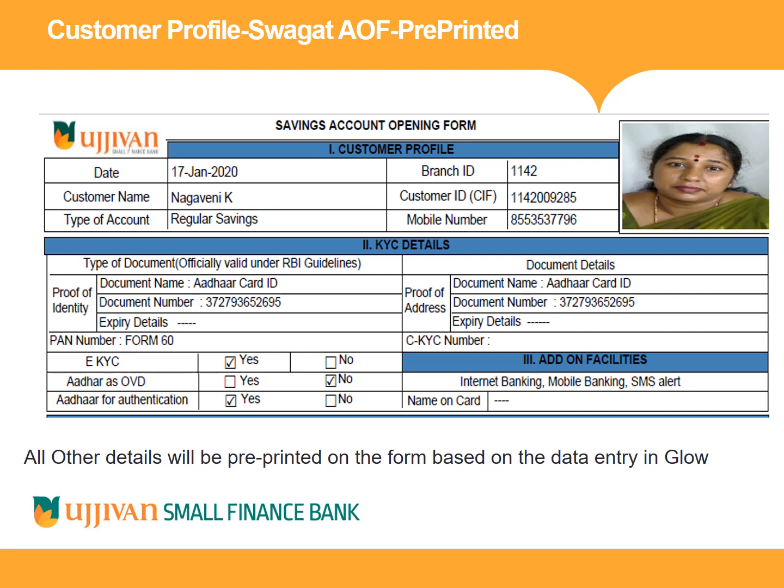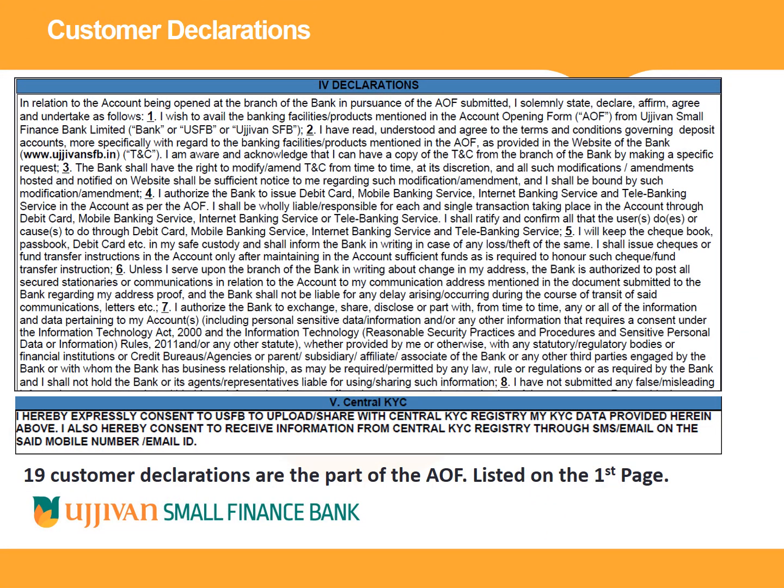Customer profile, Swagat AOF, pre-printed. All the details in this form will be pre-printed based on the data entry in Glow. Customer declarations. There are 19 customer declarations which are a part of the AOF. This is listed on the first page.